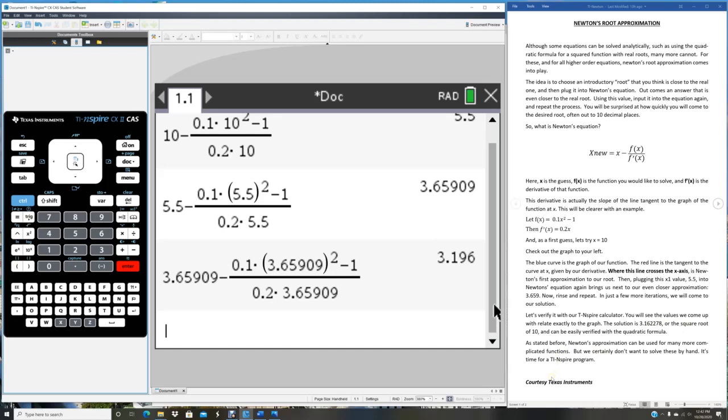As stated before, Newton's approximation can be used for many more complicated functions, including trigonometrics, but we certainly don't want to solve these by hand. It's time for a TI Nspire program coming next.